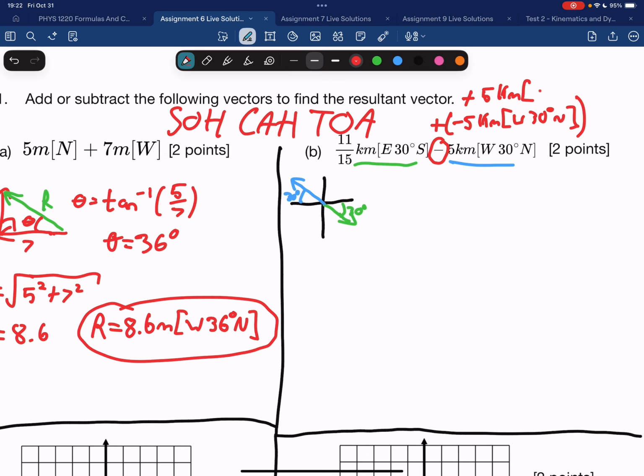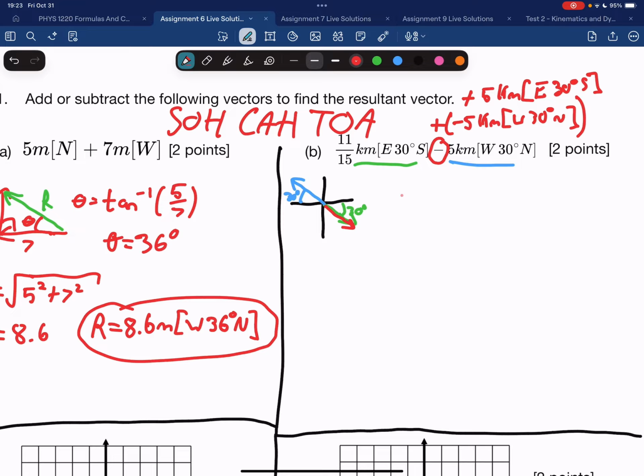Now, opposite of west is east. Keep the number the same. Opposite of north is south. And all of a sudden, we have plus 5 kilometers east, 30 degrees south. And if I were to draw that in here, it would be the exact same vector as the green one, just a different length. This one's much, much larger. I have not drawn them to scale, but they go in the exact same direction. So we don't need to actually break these into components at all.